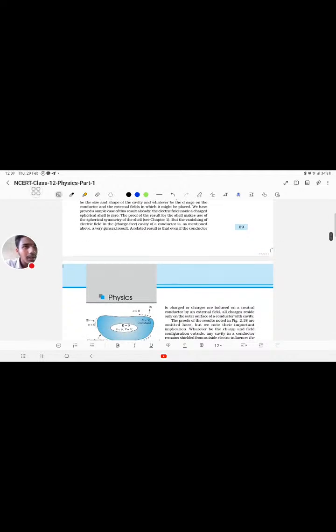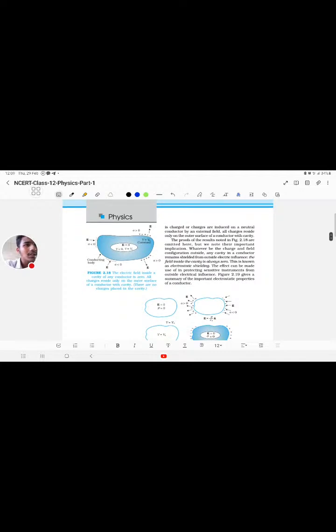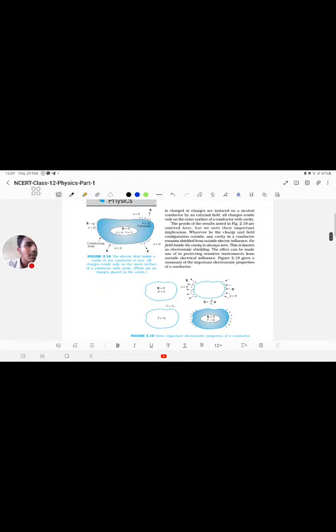A related result is that even if the conductor is charged, or charges are induced on a neutral conductor by an external field, whatever the charges induced, all charges reside only on the outer surface of the conductor with a cavity. So, the proofs of the results noted in figure 2.18: whatever be the charge and field configuration outside, any cavity in the conductor remains shielded from outside electric influence. The field inside the cavity is always 0.